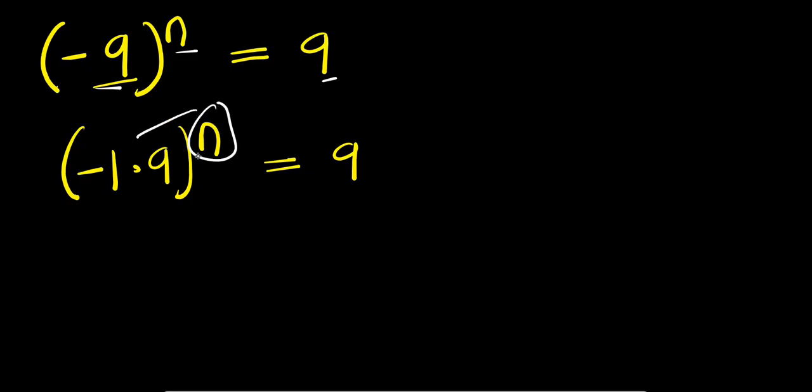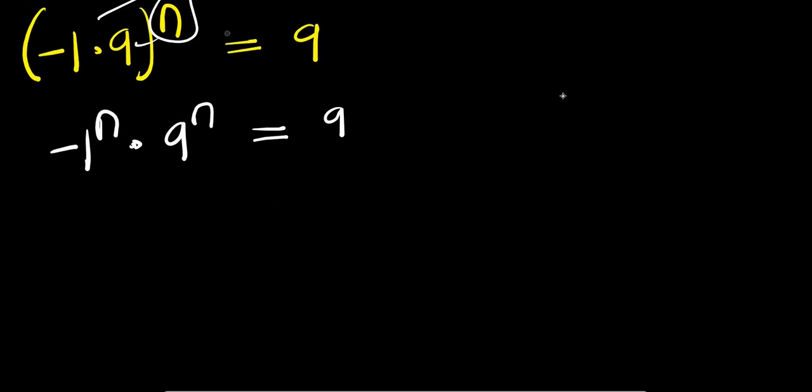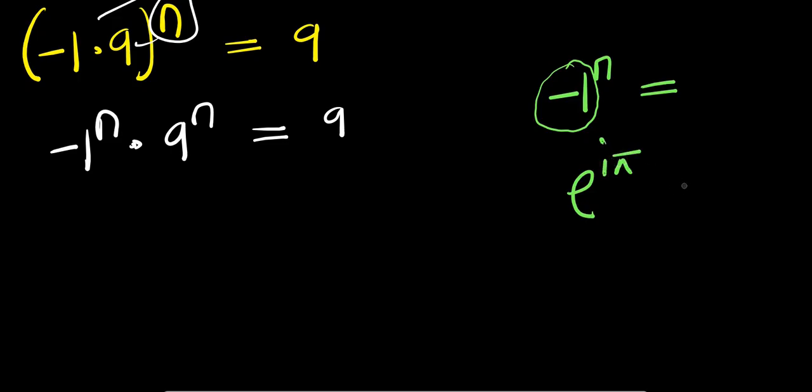Now we can consider distributing the exponent to each of the terms here. We have negative 1 power n times 9 power n equals 9. So for instance, if you have negative 1 power n, the negative 1 we have here, we can express it as e to the power of i times pi, which is the same thing as having negative 1.